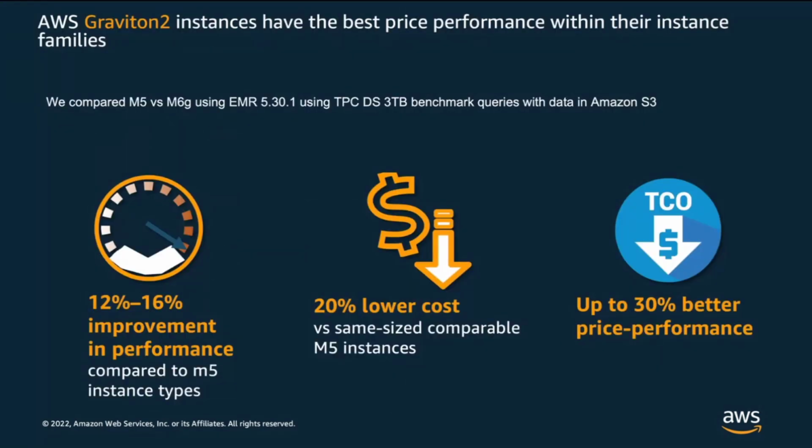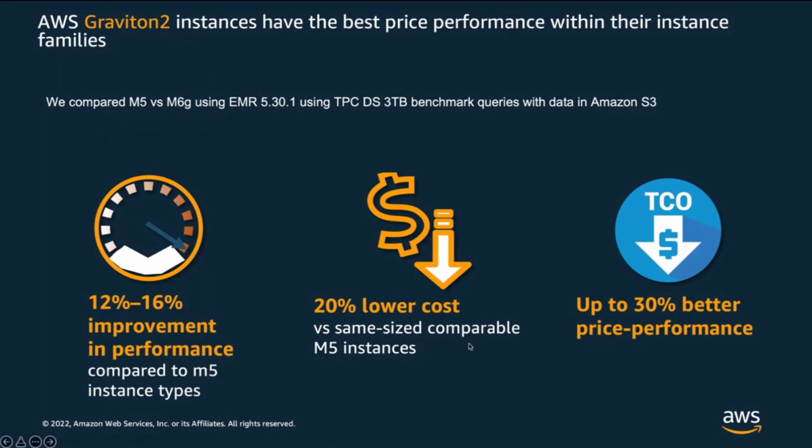Here we're going to talk about how AWS Graviton instances come into play. They have the best price performance within their instance family. We did some analysis, and we have a blog on that as well. If we compare the output of M5 versus M6 using EMR 5.30.1 and TPC-DS 3TB benchmark queries, you will see a 12 to 16% improvement in performance compared to the M5 instance family.